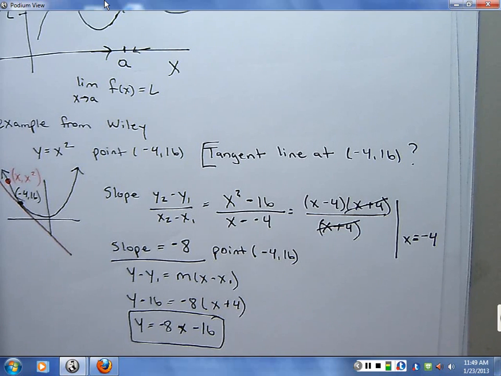So the slope here, you can kind of evaluate it from the graph. It should be negative. If you got a positive slope and you're on this side, you know you probably did something wrong. What do you think the slope would be at 4, comma 16? Positive 8. Positive 8, right? So how did you know where to draw the line? This line?